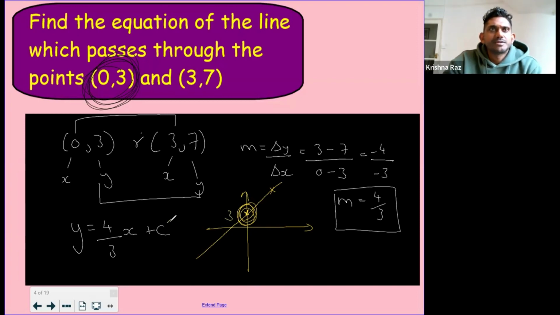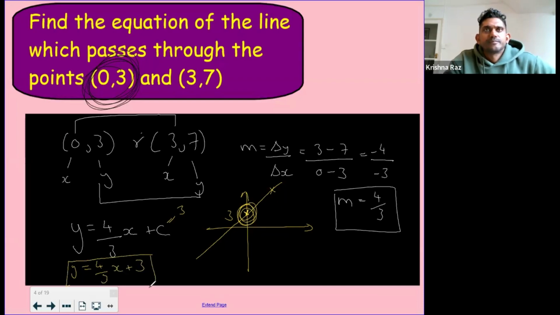That is it. So c must be 3, because when x is 0, the corresponding y value must always be the y-intercept. You can see that from the sketch. So in this case, y equals 4/3 x plus 3. Excellent. Let's do another one.